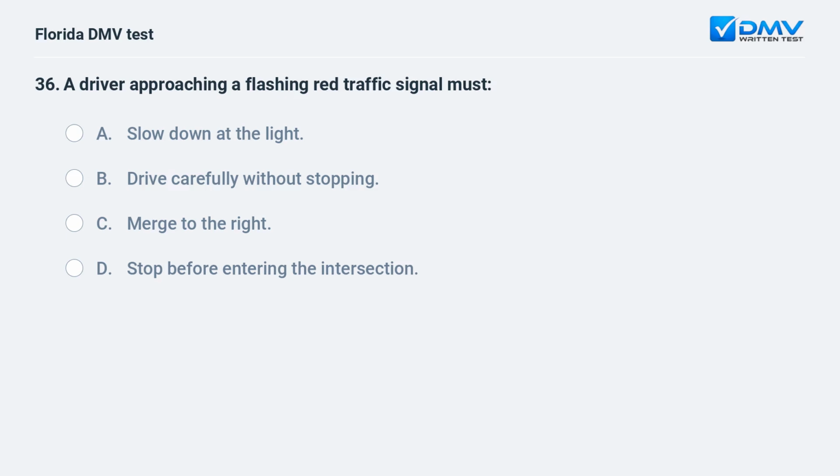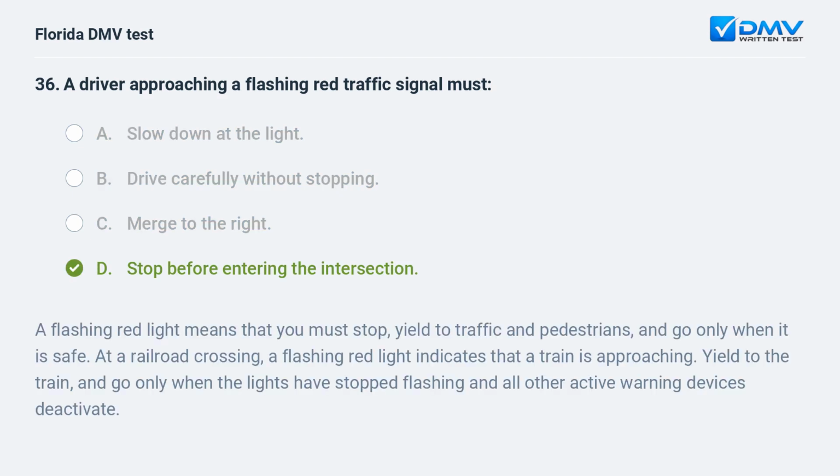A driver approaching a flashing red traffic signal must A. Slow down at the light. B. Drive carefully without stopping. C. Merge to the right. D. Stop before entering the intersection. The answer is D. Stop before entering the intersection.